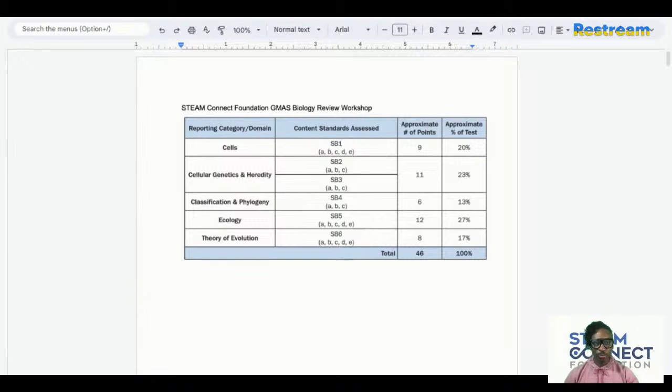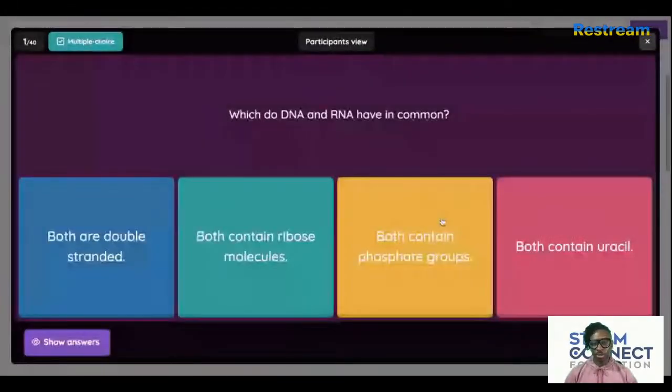All right, and again, these are just review. And as you can see, I'm using Quizzes to do that. This is the GMAS review from Quizzes. All right, so for you, just throw the color in the chat that you think is the right answer. So let me reshare this because that's a whole new tab that you cannot see. All right, first question. Which do DNA and RNA have in common? You can go blue, green, yellow, or red in the chat.